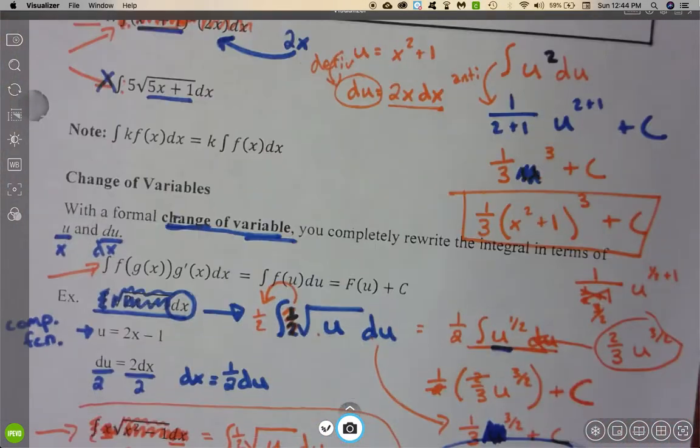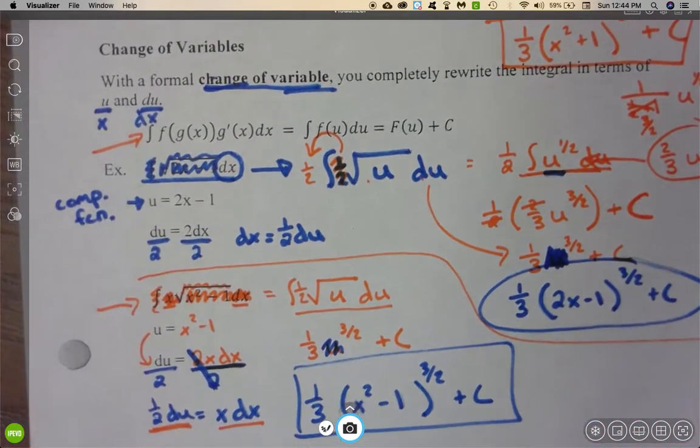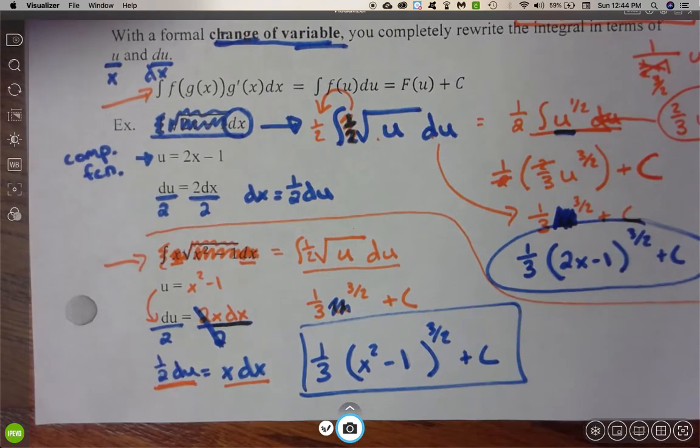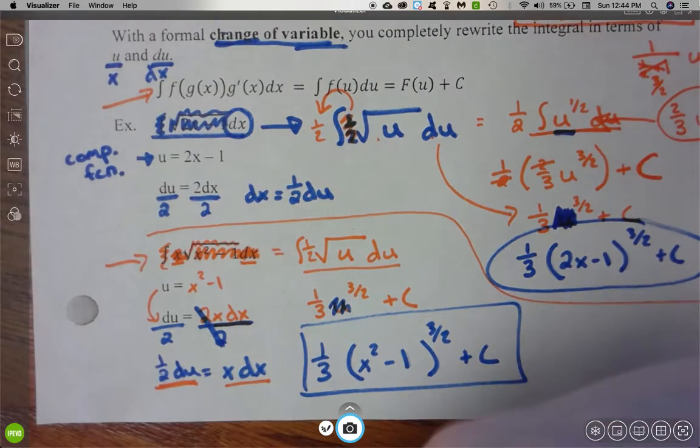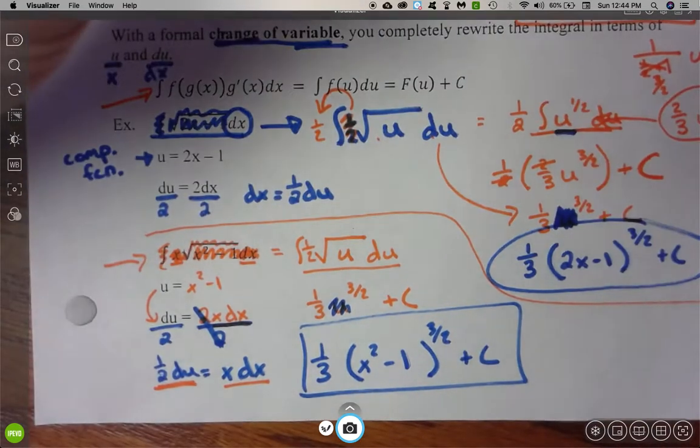Hopefully you get the idea of what that's going to look like. Let me know if that's a struggle. But the more you do these, the easier they end up being.